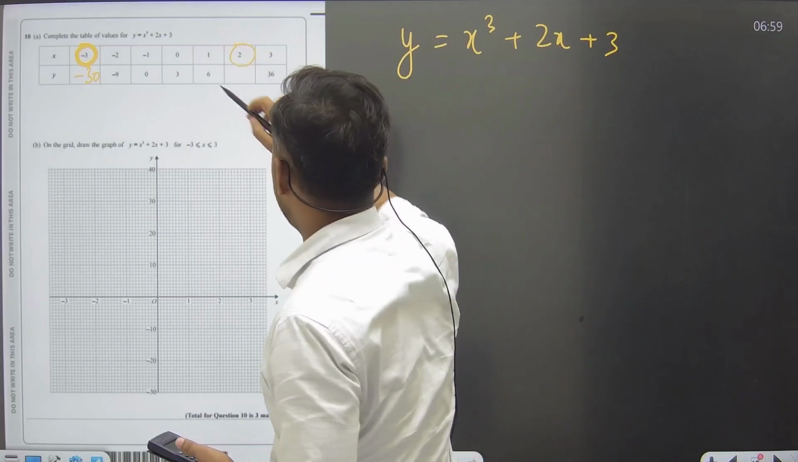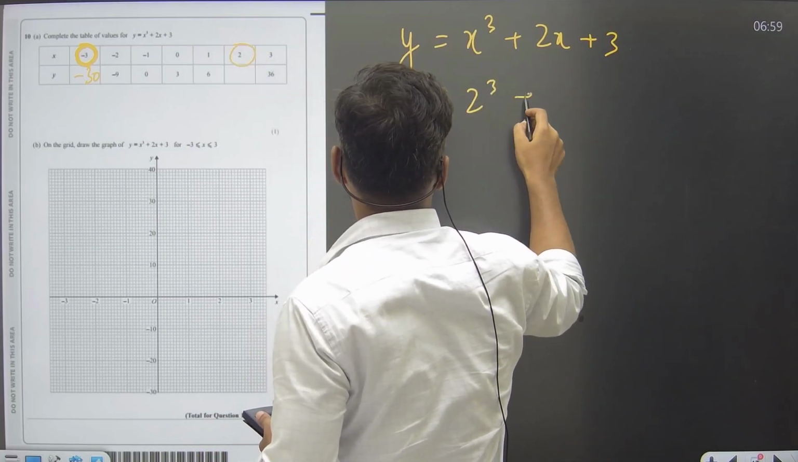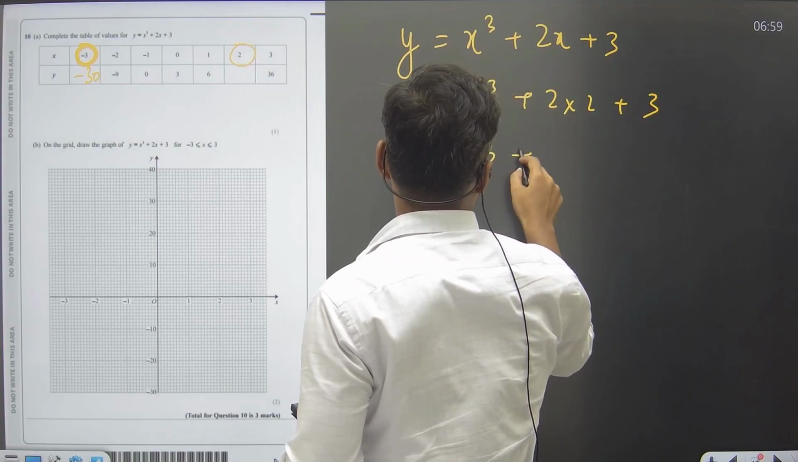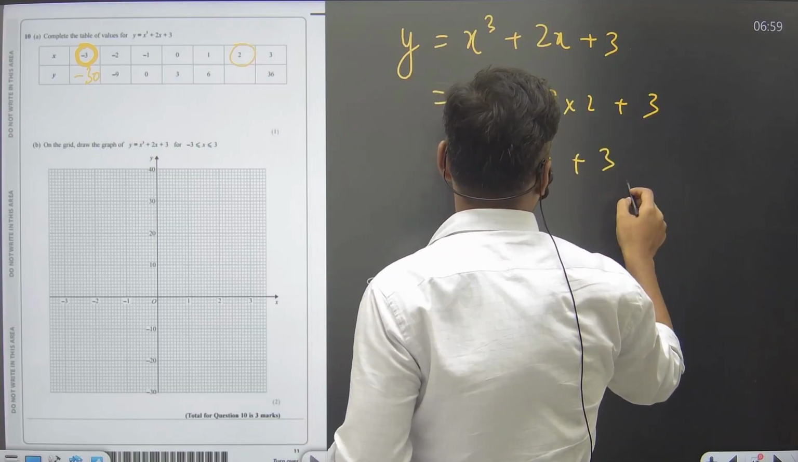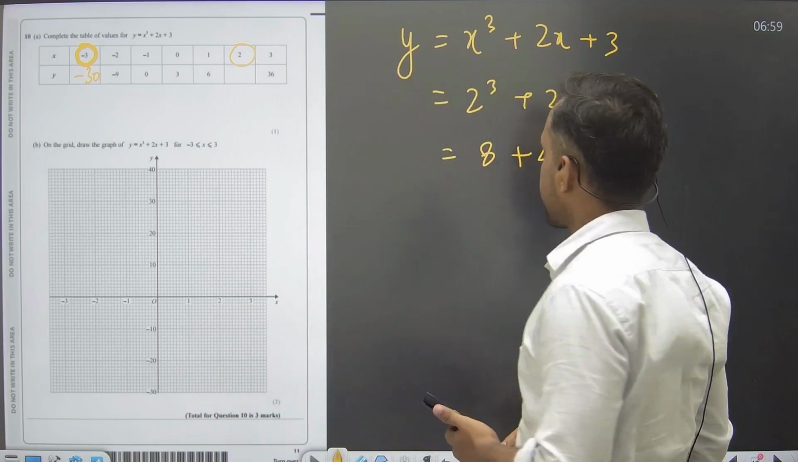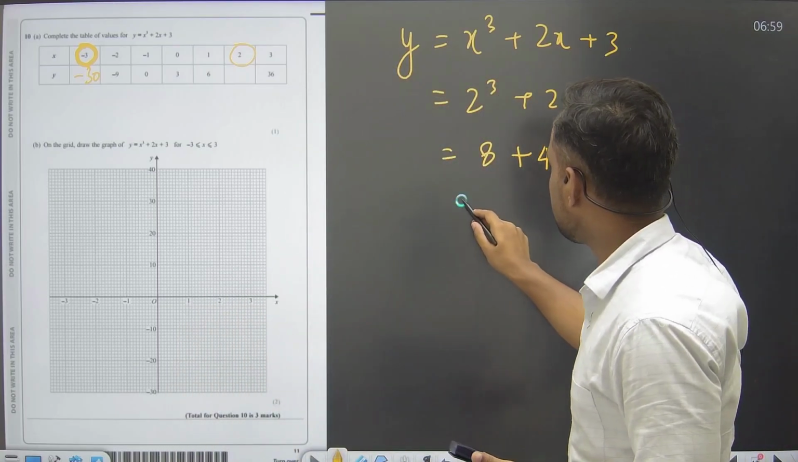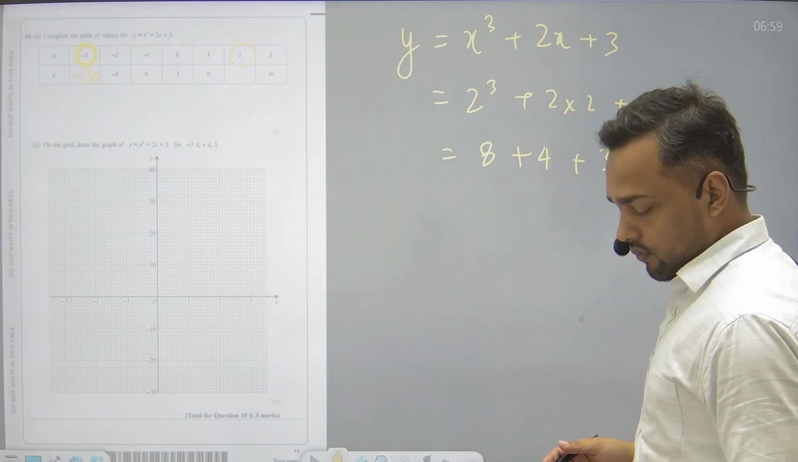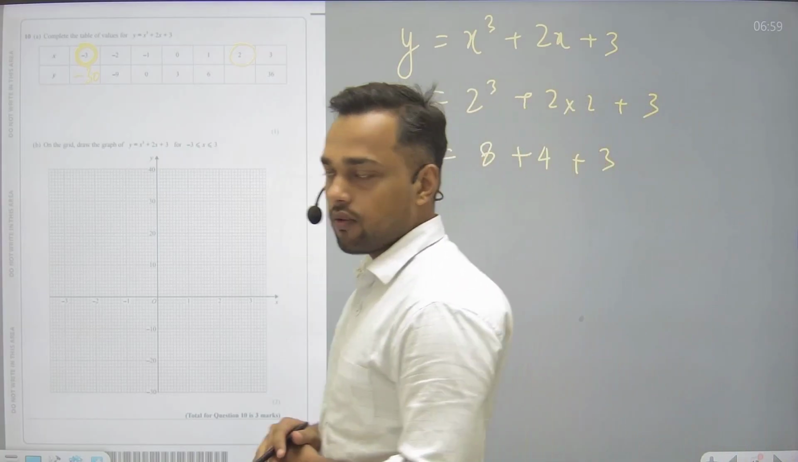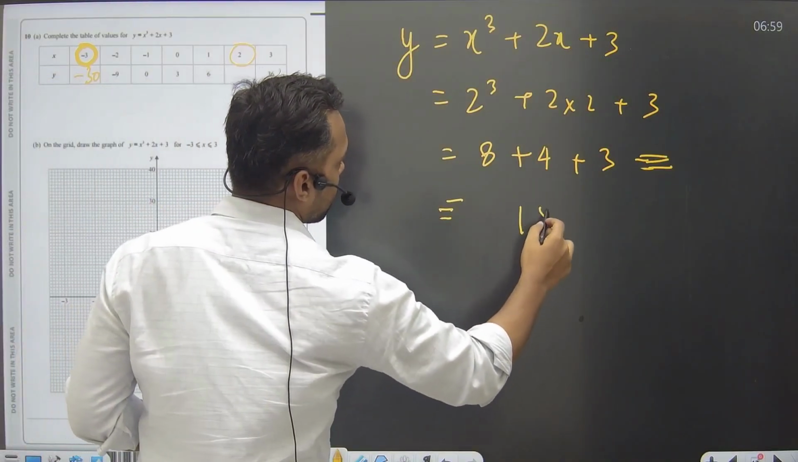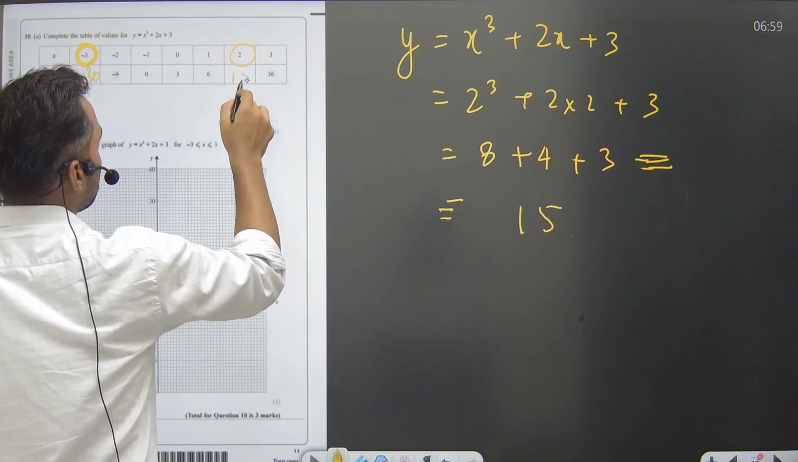Same if you plug in x equals 2 in this given equation, you will get 2 cube plus 2 cross 2 plus 3, that will be 8 plus 4 plus 3, which means it will be 15. Okay, so this will be 15.